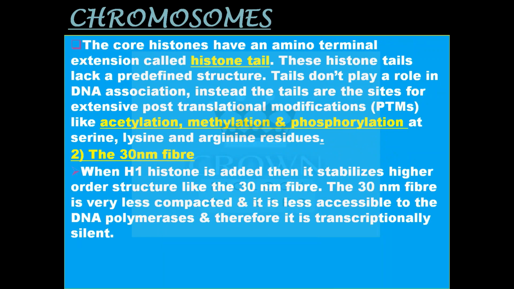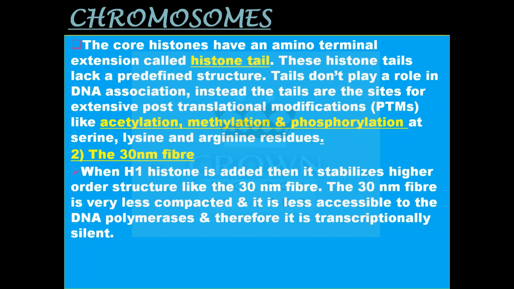The core histones have an amino terminal extension that is called histone tail. Core histones are H2A, H2B, H3 and H4. These histone tails lack a predefined structure, and they don't play a role in DNA association, but they are involved in another function. These tails are the sites for extensive post-translational modifications, PTMs, like acetylation, methylation and phosphorylation, which add to serine, lysine and arginine residues respectively.